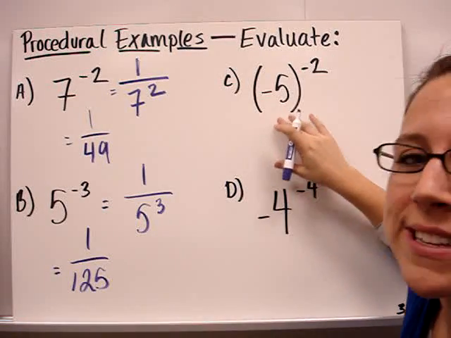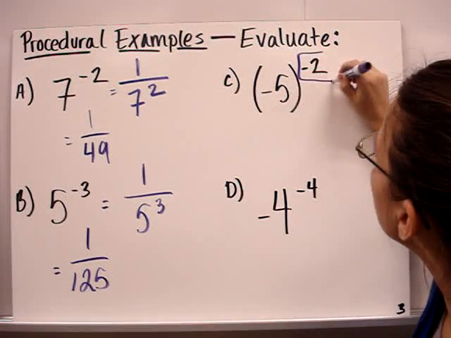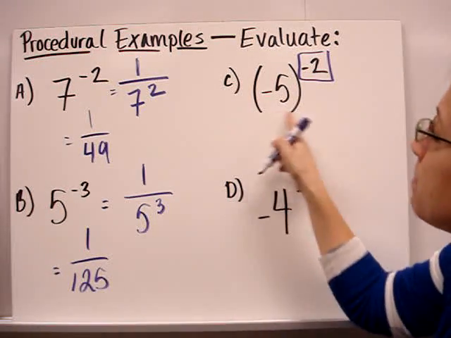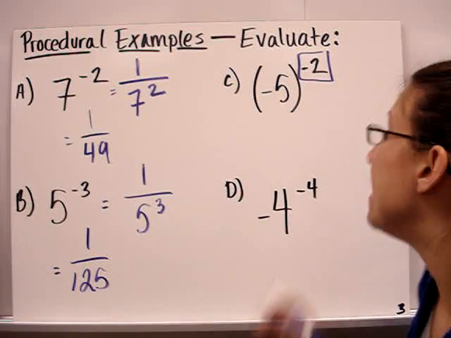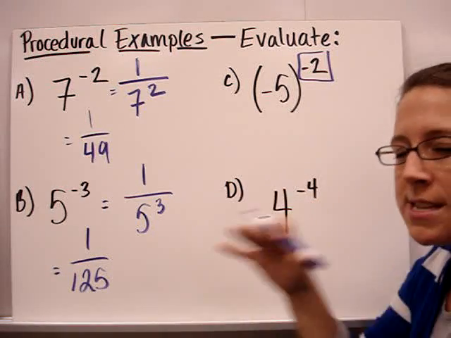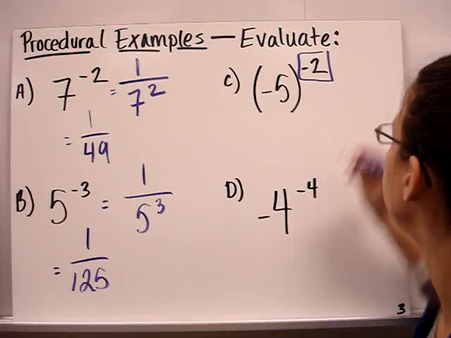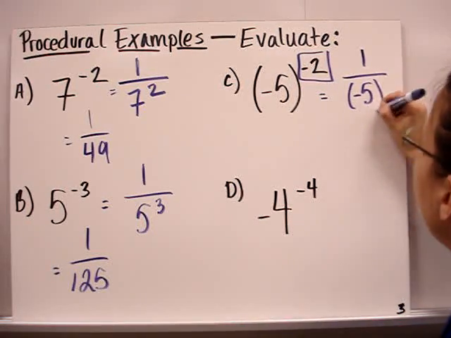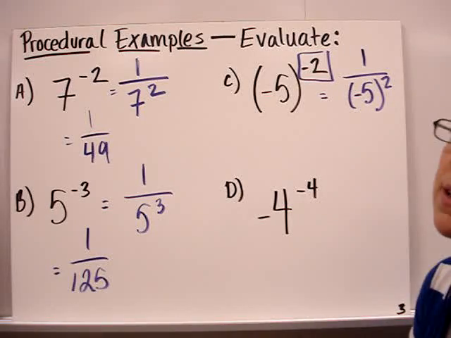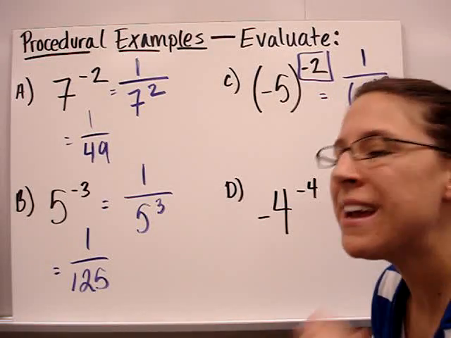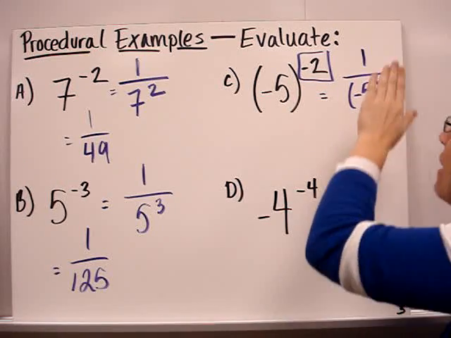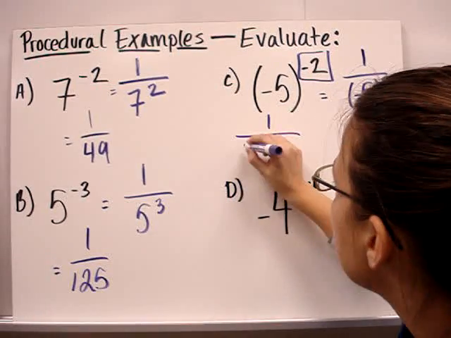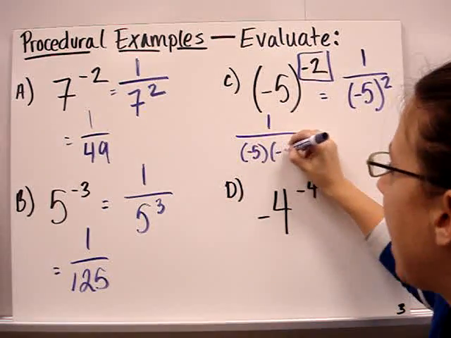Because this is in parentheses, this negative 2 belongs to the whole value. So this base, which is negative, is going to be raised to the negative 2, which means it is 1/5 to the second power. Now, still be careful here because negative 5 to the second power means negative 5 times negative 5.